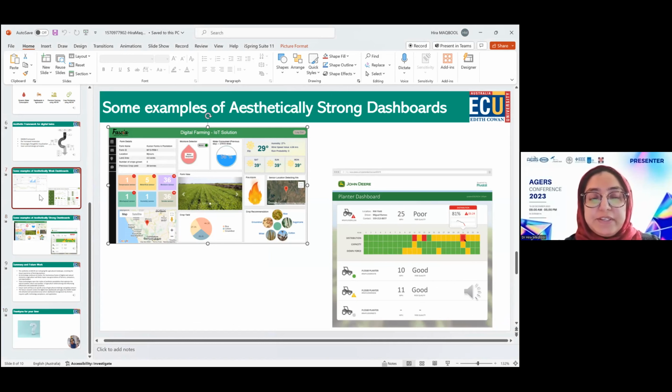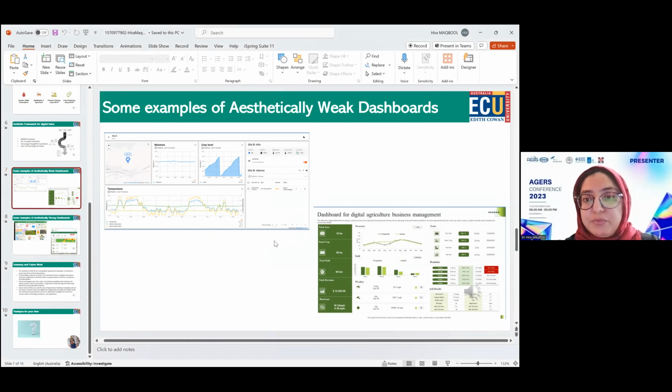But if you look at the weakly designed dashboards, the moisture given in the form of a line will not be understandable by the farmer. So this is what we want to do. We want to simplify the complex information so it is easy to understand by the farmers, especially those who are not that educated, who usually rely on these dashboards to monitor their crops or the climate and weather conditions. So this is what our intention is basically.